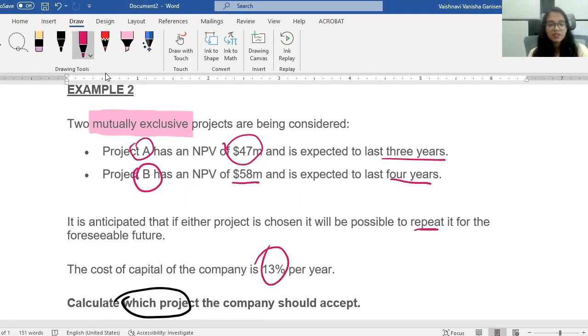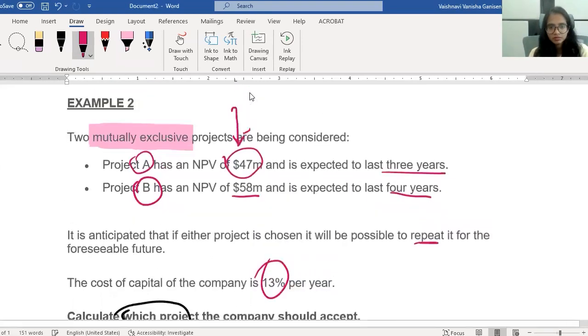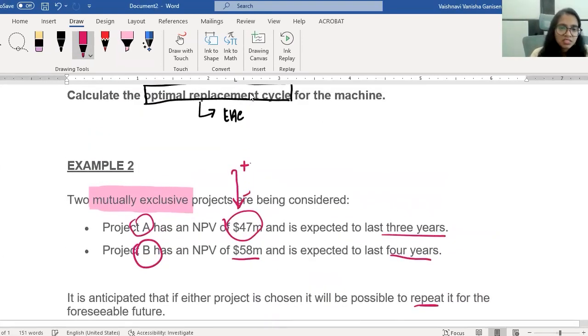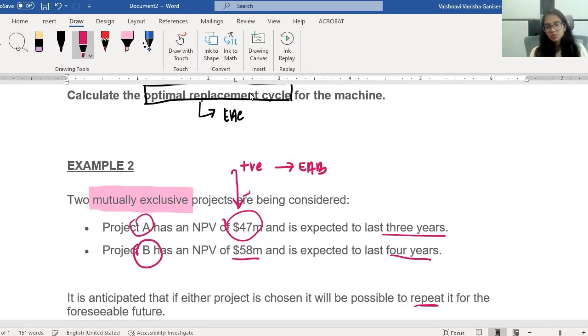So guys, first thing that I want you to note, the NPV in this question is positive. Because the NPV is positive, that is why it is an equivalent annual benefit, because positive NPV means cash inflow. Negative NPV means cash outflow. So the fact that you are doing the EAB, it means that this is the profit that your project will generate.